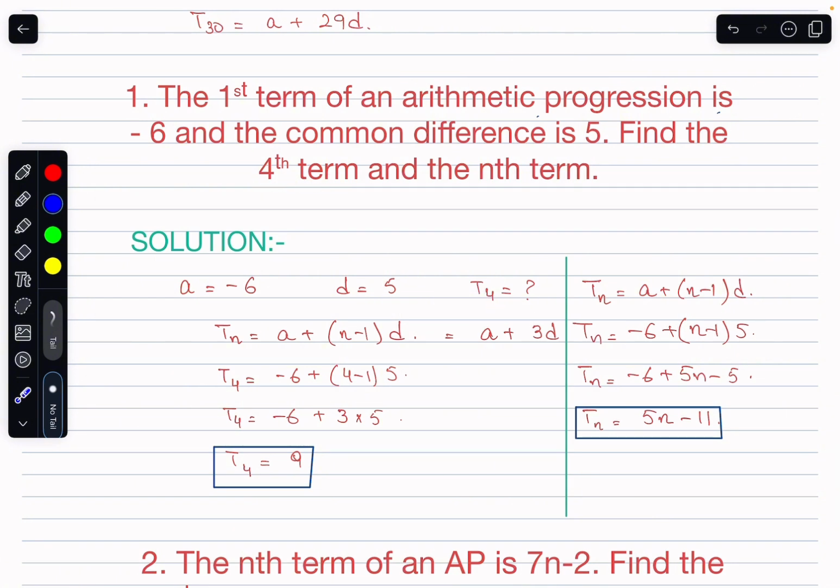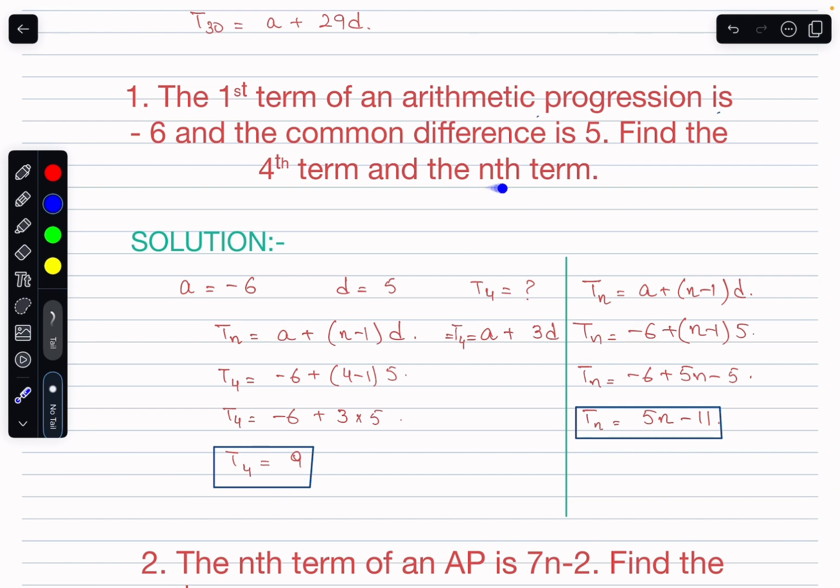By the general term formula for arithmetic progression, we know that Tn equals A plus n minus 1 times D. They are asking for the fourth term, therefore it can be written as A plus 3D. T4 equals A plus 3D. Then substituting A and D, it's -6 plus 3 times 5, so my fourth term here becomes 9.